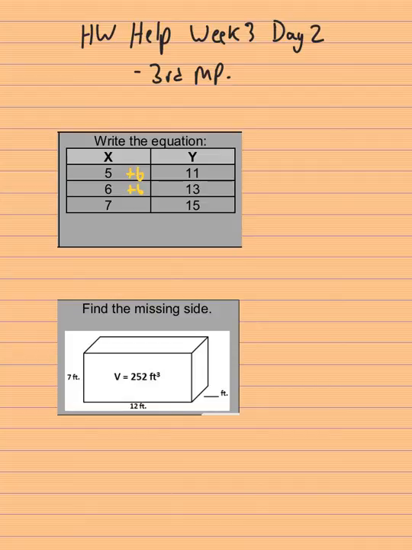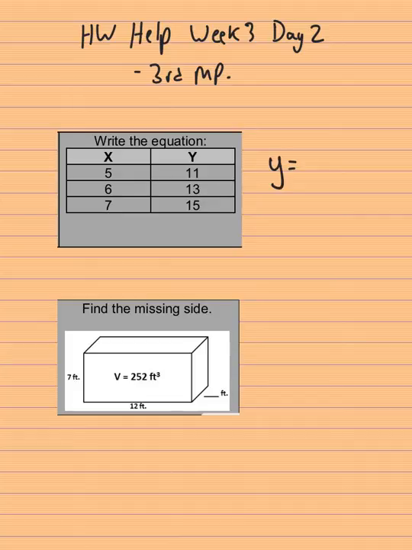So since it's not multiplication and it's not addition in this case, that means it's going to be one of the two-step rules, one of the more complicated ones. So we're going to start here. Remember, all these equations start with y equals. Now, it's going to be something times x, and then we're going to have to add or subtract from there. So the first trick is to figure out what times x.